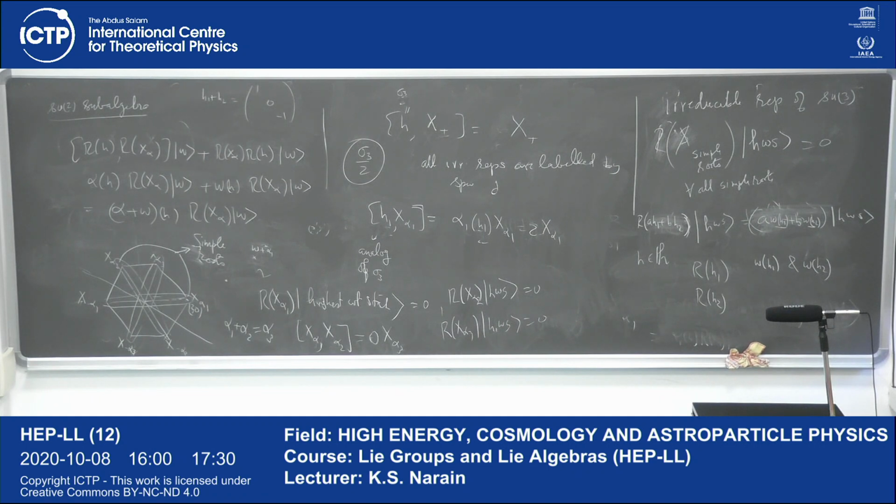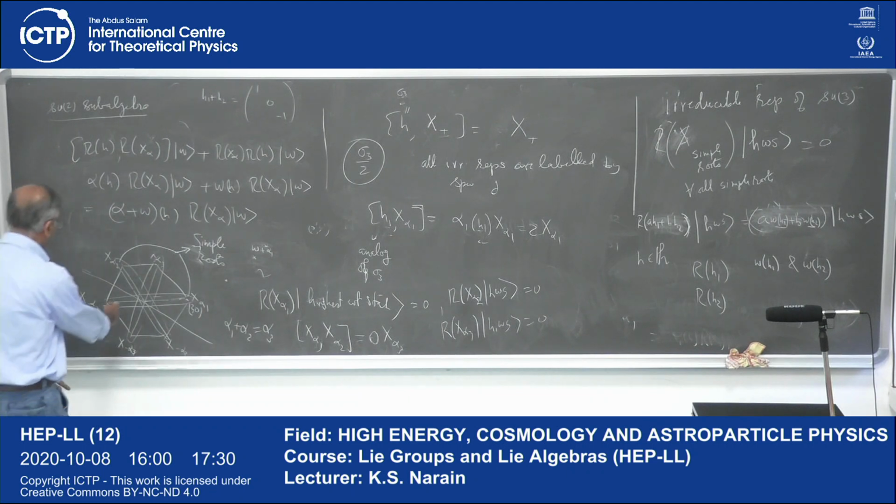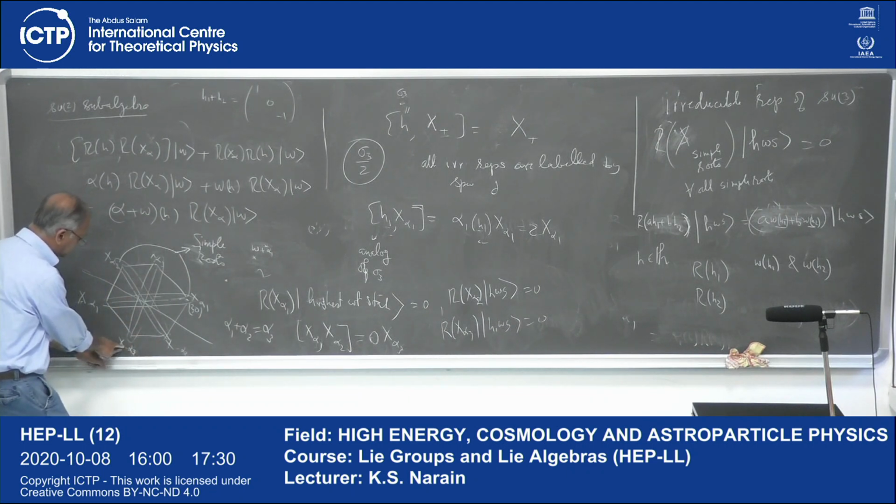Just a little clarification. For obtaining the rest of the states, we just apply the negative roots of the simple roots? Yeah, exactly. It is enough to just use these two, X minus alpha 1 and X minus alpha 2. Again, because this can be obtained by taking the commutator of these two.